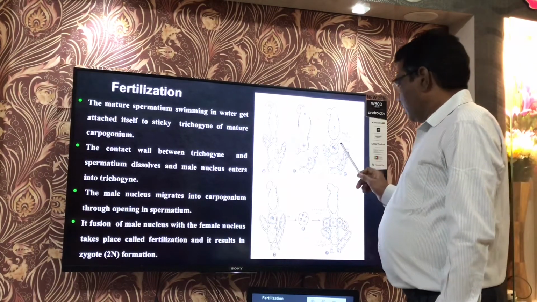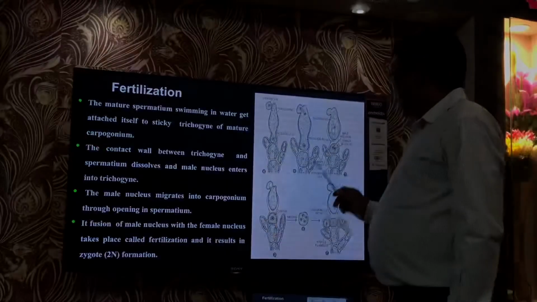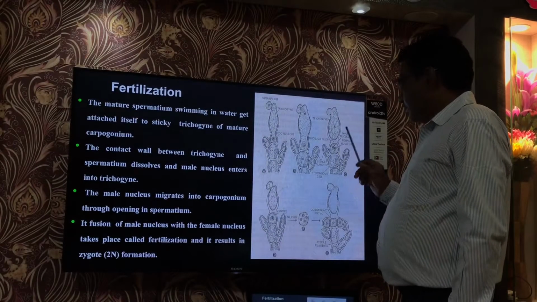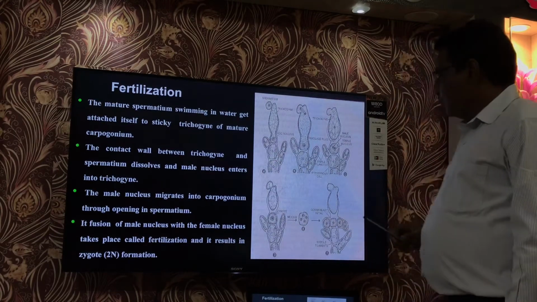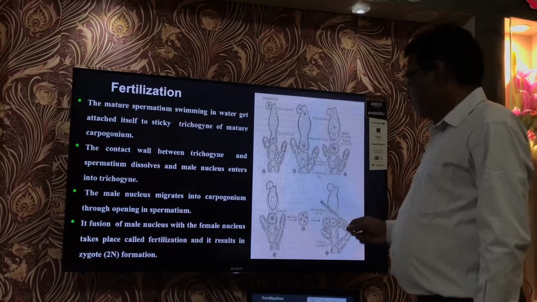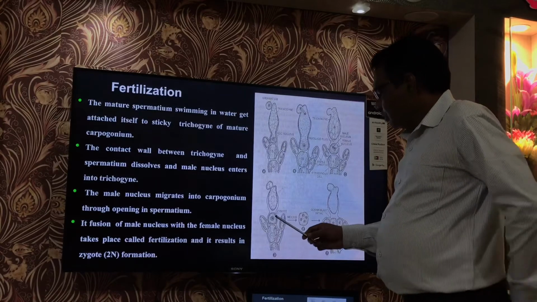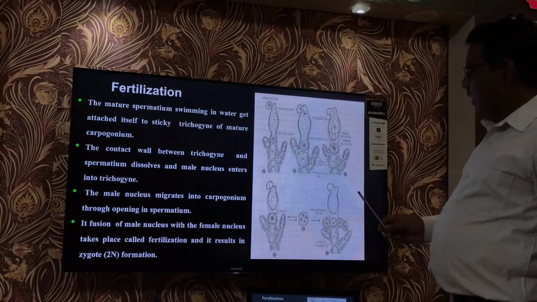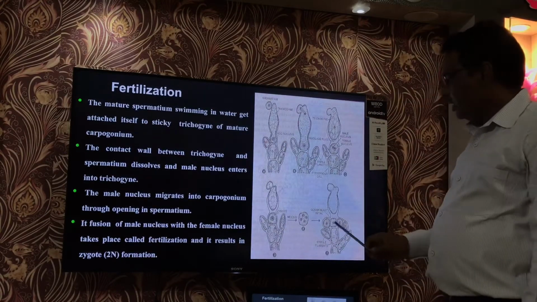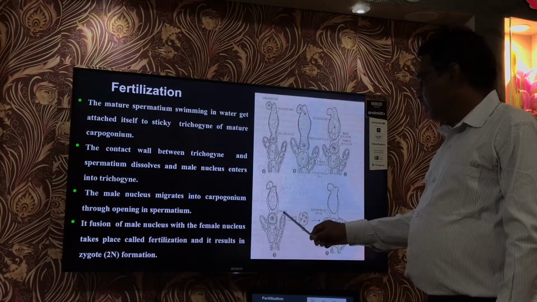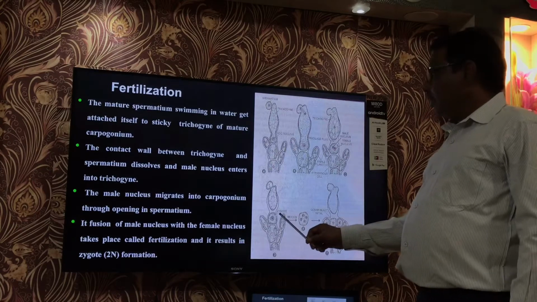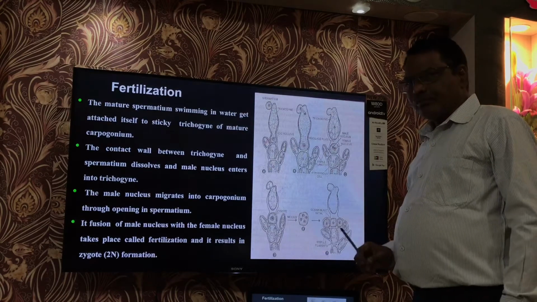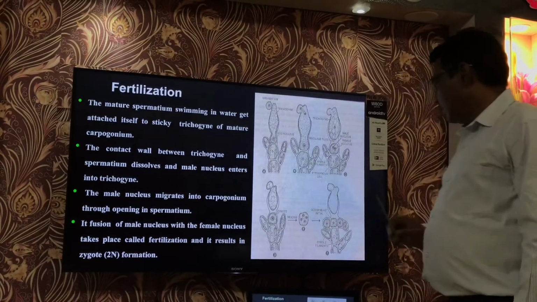So this pairing of the male nucleus with the female nucleus immediately results in the union or fusion of the two nuclei. This union or fusion of the male nucleus with the female nucleus is called fertilization, and the product of fertilization is the formation of a diploid zygote. So such a diploid zygote is produced due to the process of fertilization.